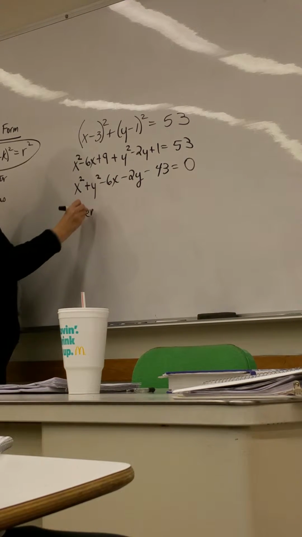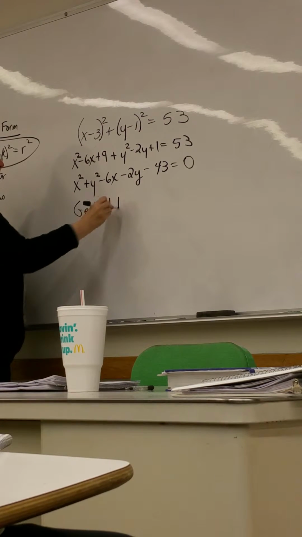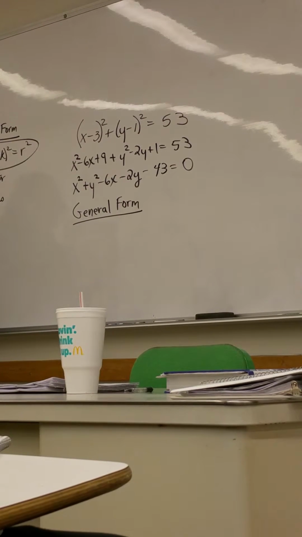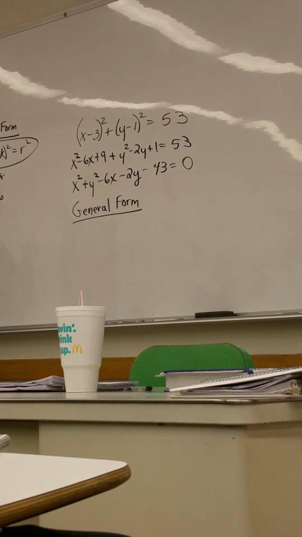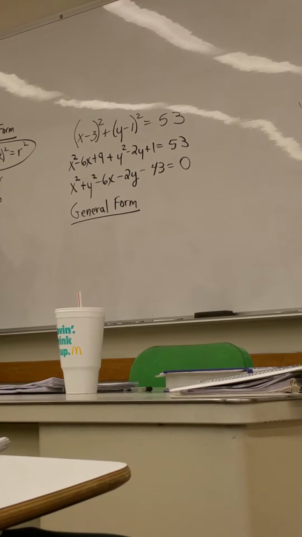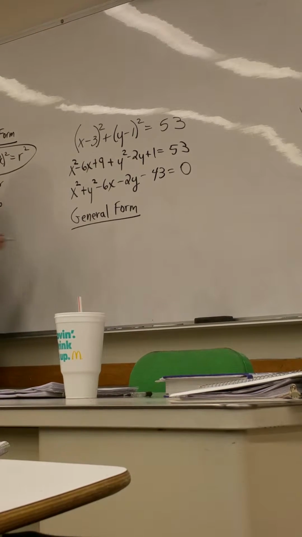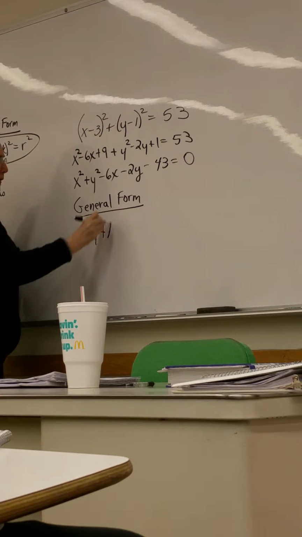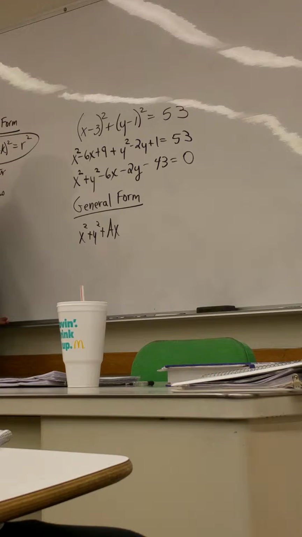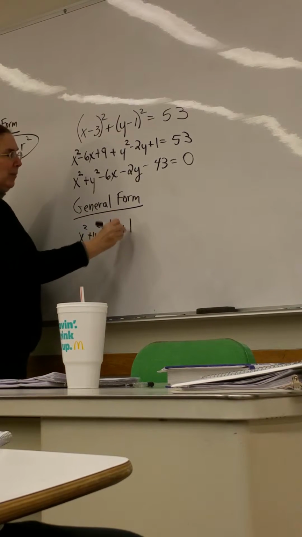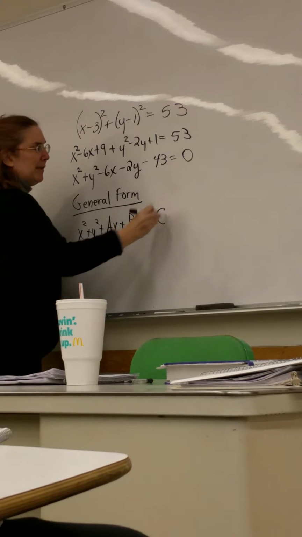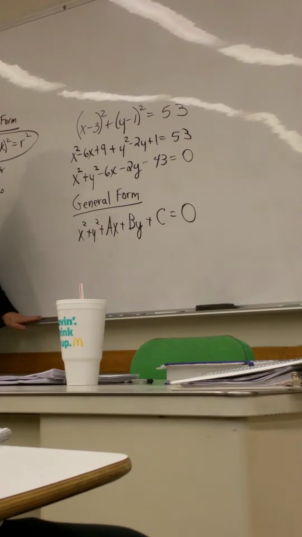This is called the general form for the equation of the circle. And in the textbook, they probably have it written something like this: x squared plus y squared plus some value of a times x plus some value of b times y plus some constant c is equal to 0.